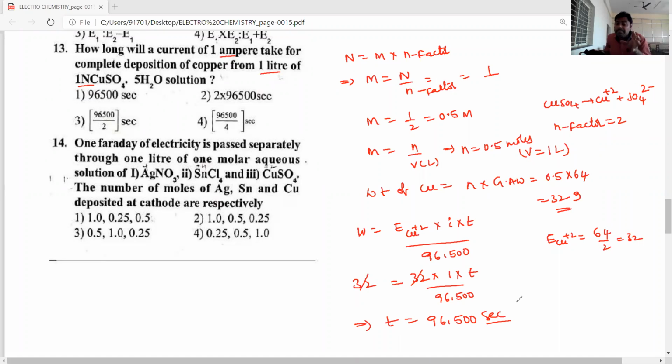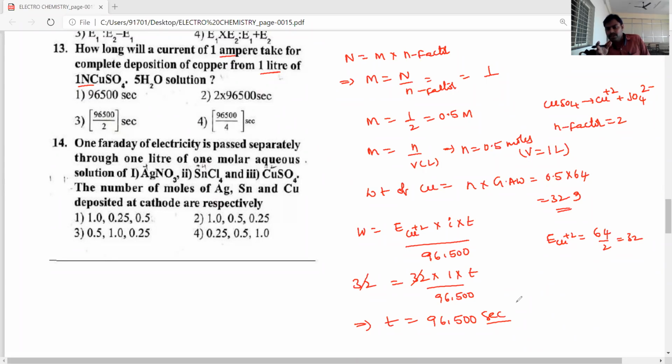See, when a 1 ampere current is continuously passed for 96,500 seconds, then 32 grams of copper will be deposited. Okay, students, see here the weight of copper is indirectly calculated. Normality was given. That normality we convert into molarity, then the molarity into number of moles, and the number of moles into weight.